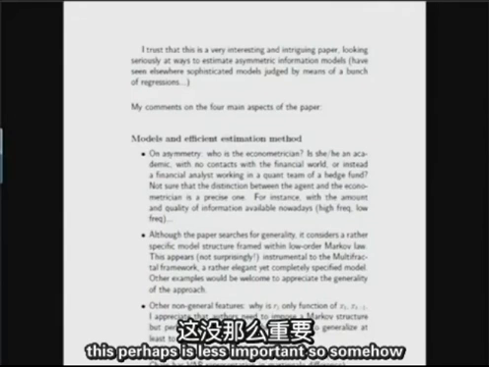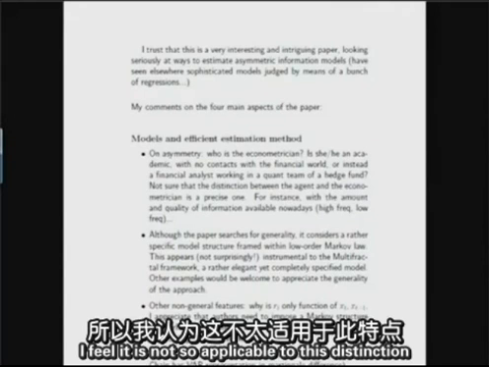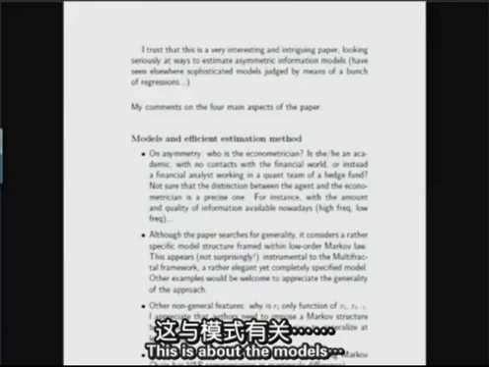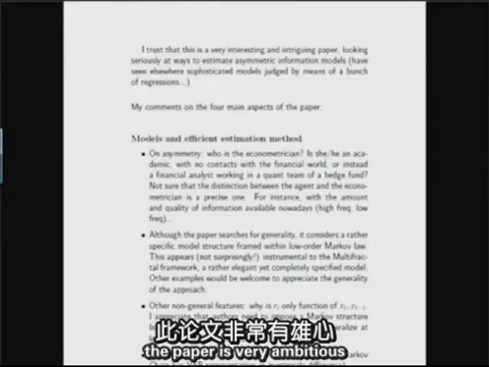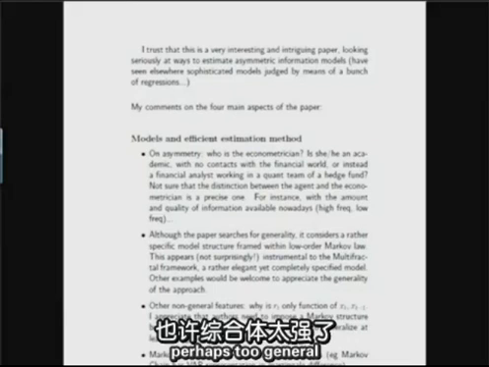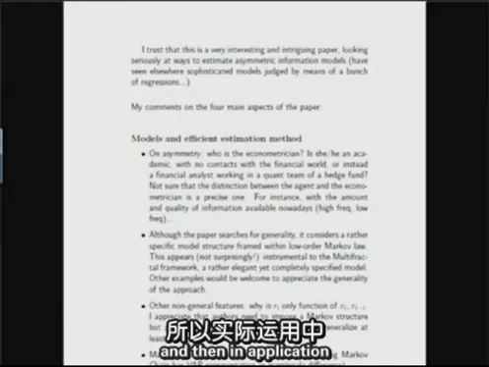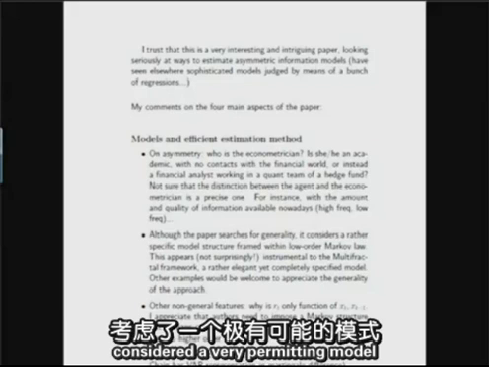So somehow I feel not so happy about this sort of stark distinction. And the other thing is about the models. The paper is very ambitious because it starts very, very general, perhaps too general, and then in application considers a very specific parametric model.